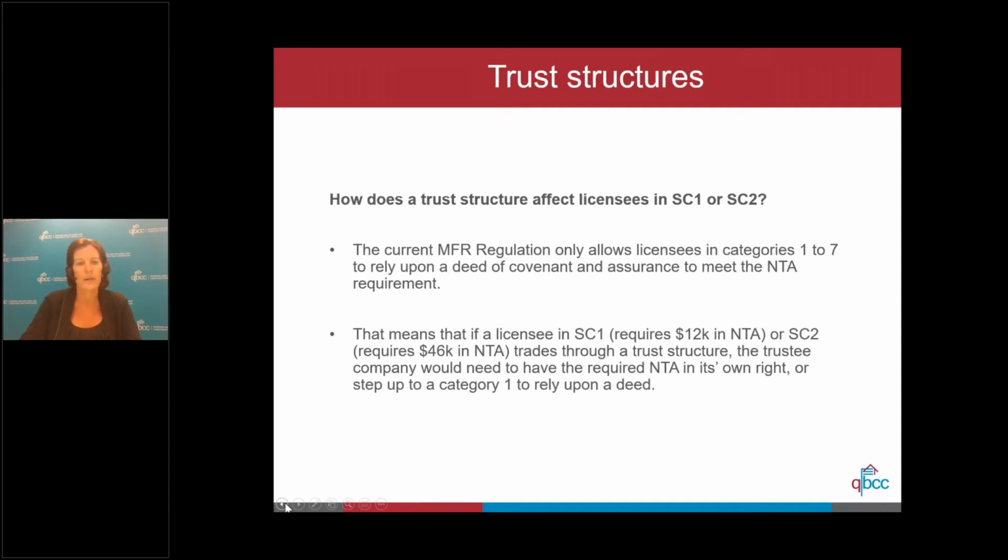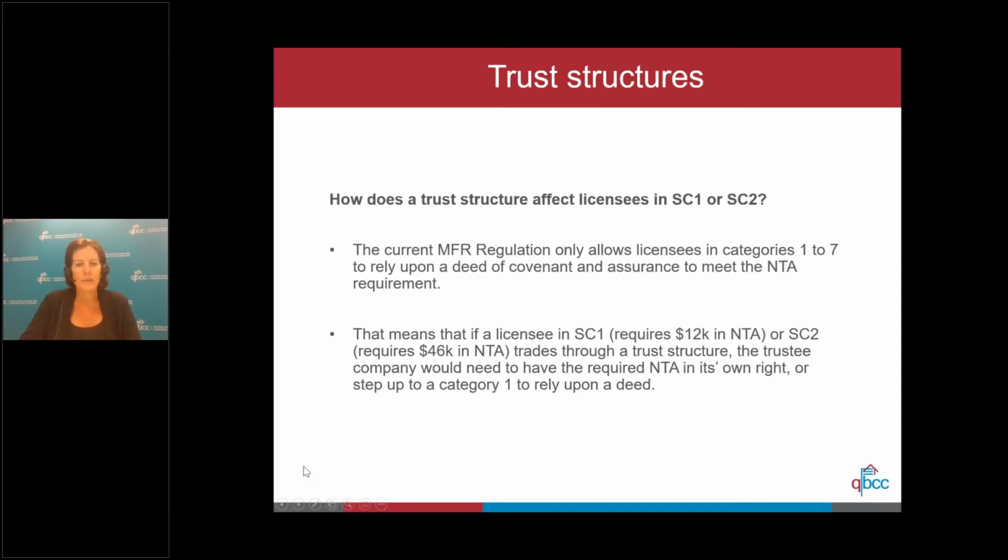And just a quick note that a deed can't be relied upon if the NTA position is negative, and also that a deed is only used to increase the NTA position when it is in the positive and doesn't affect the current ratio position at all.